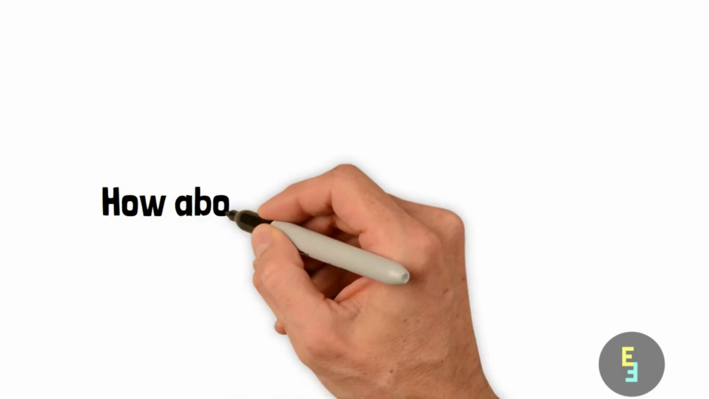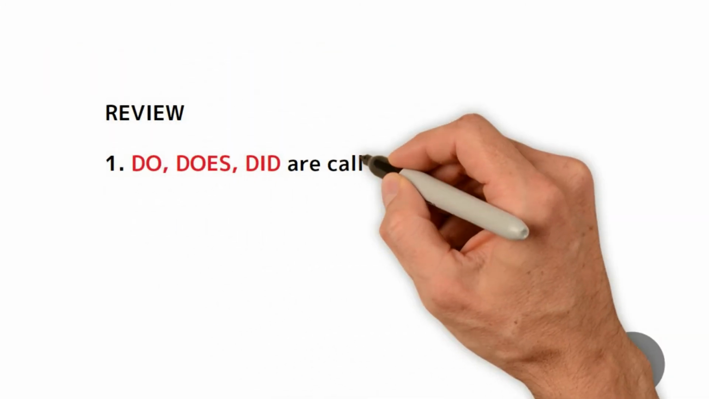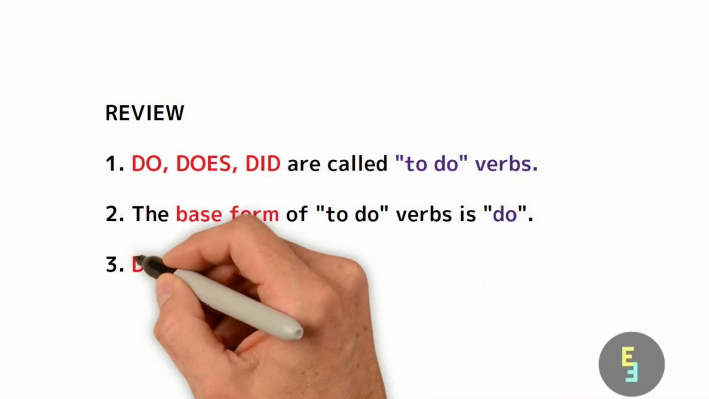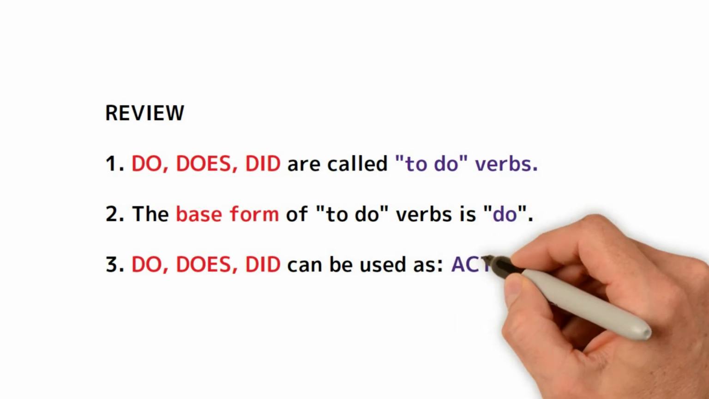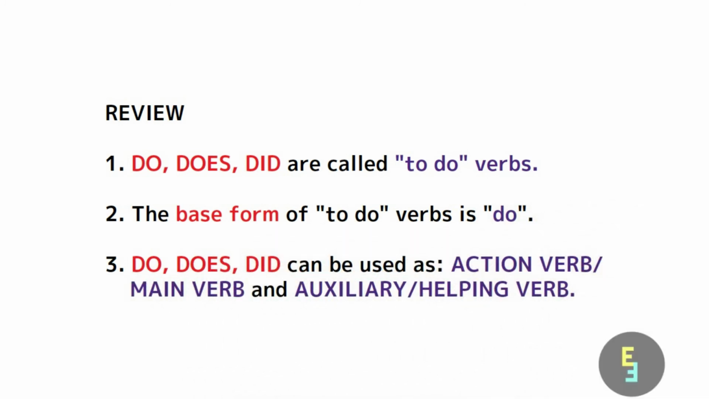Need some review? Let's go. Do, does, and did are called to-do verbs. The base form of to-do verbs is do. Do, does, and did can be used as action verb or as main verb, and as auxiliary or helping verb.